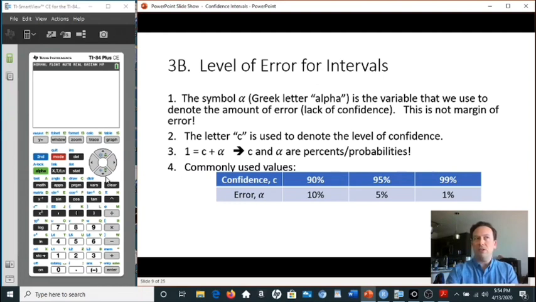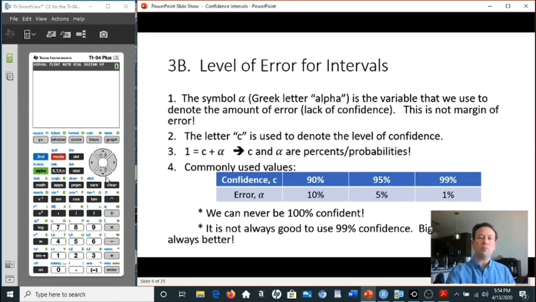So the question is, why not use 100% confidence? Why not use 99%? Why use 90? Well, first of all, in statistics, you can't be 100% confident because the numbers that you're collecting from your data are going to serve as estimates for the entire population. Remember, an estimate always has error. You have to allow error. So there's no such thing as 100% confidence in statistics. Also, it's not always good to use 99% confidence. Bigger is not always better, and I'll illustrate an example later on why that is.